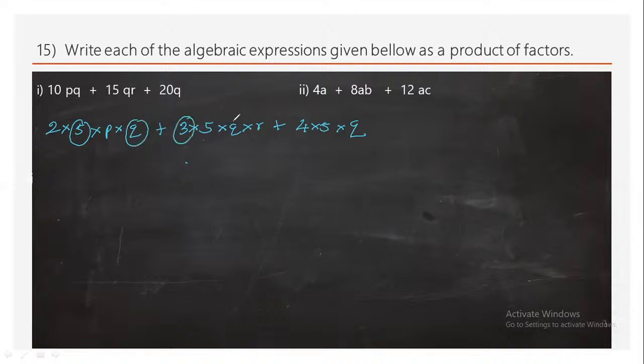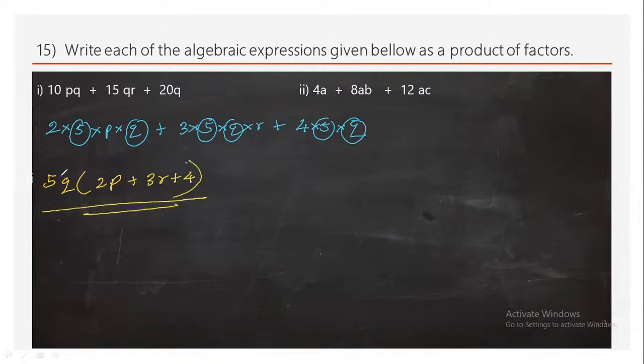5 common, Q common. Take the common factors out, 5Q, and what remains is 2P plus 3R plus 4.